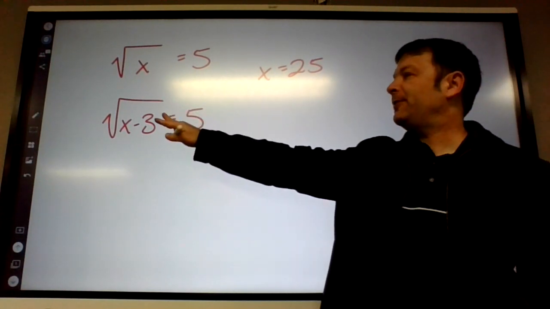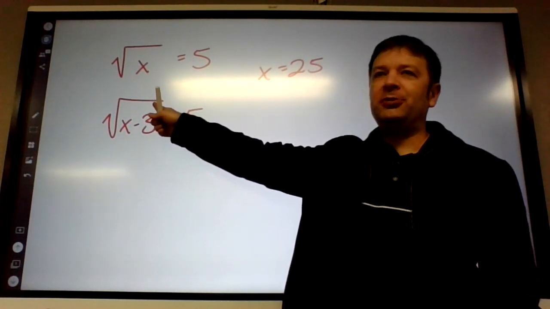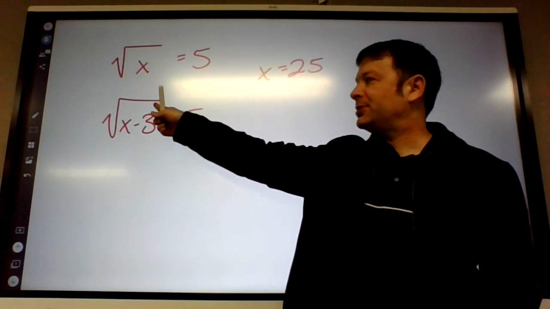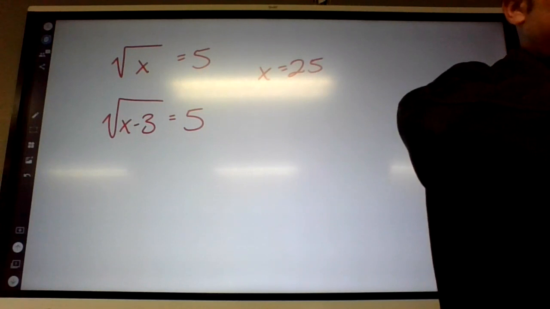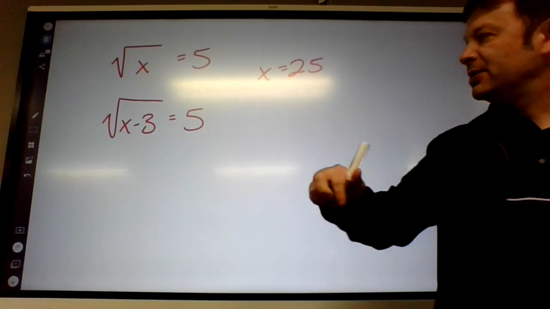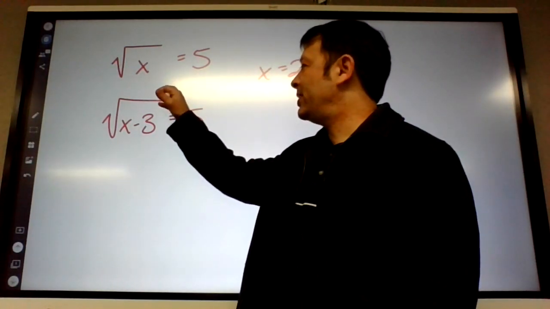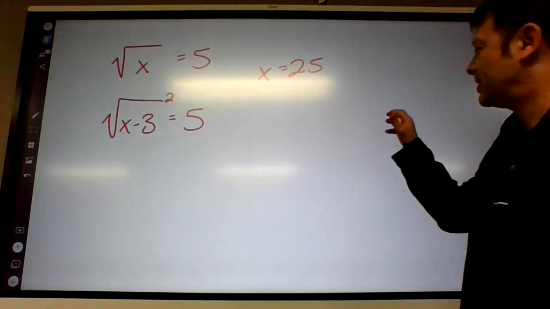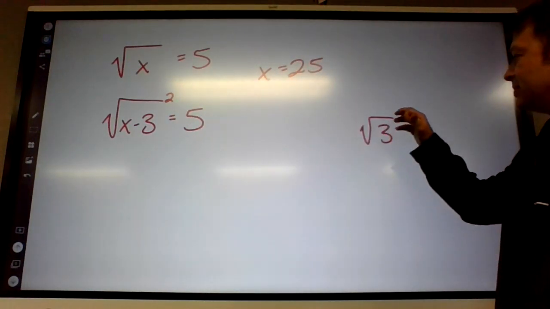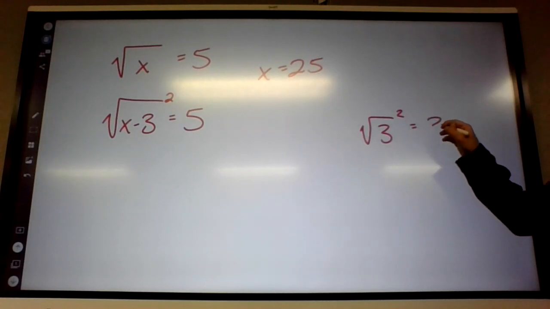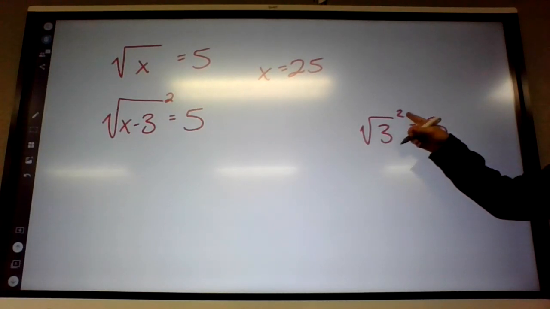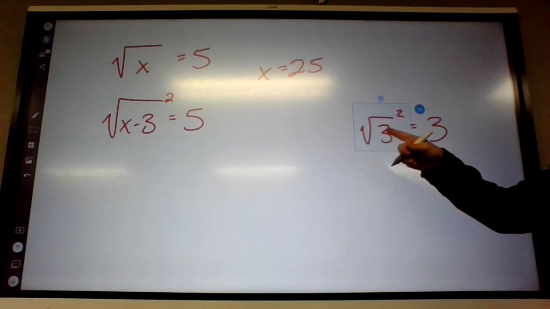Oh, here we go. So what we want to do is get rid of the square root. So what is the opposite of square root? Squaring. So when you square a square root, they cancel out. It's kind of like if you do square root of 3 squared, that would be square root of 9, which is just 3. Okay, squares and square roots cancel each other out.